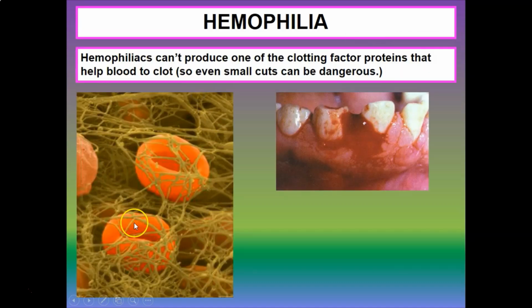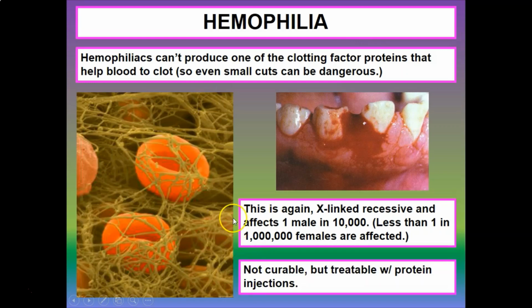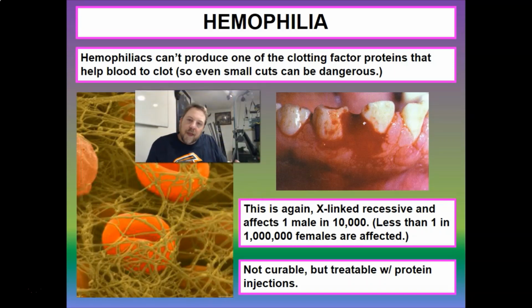So what's going on here? Okay, so hemophiliacs can't produce one of the clotting factor proteins that help blood clot, so even small cuts can be dangerous, right? So you can see over here, you have these like cobweb-looking proteins, like fibrinogen, for example. This is a clotting factor. This helps stop your blood from bleeding out, right? And the problem with hemophiliacs is they don't make certain clotting factors, and thus their blood doesn't get stuck when they get injured, and that's a big problem.